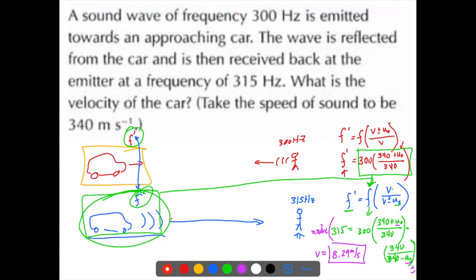This is a difficult Doppler effect question. So now you've seen one that was easy, you've seen a couple of ones with light, and now you've seen one that's a little bit harder. And that is it for Doppler effect. So let me know if you have any questions, and we can move on.